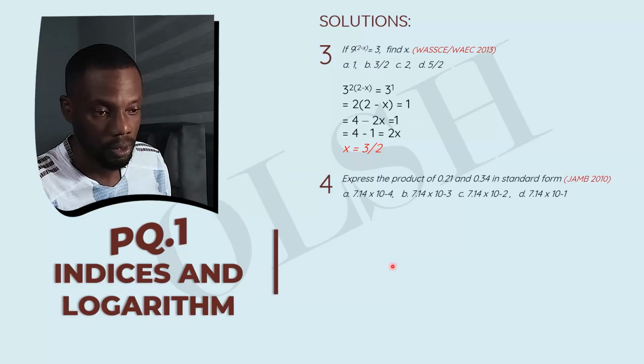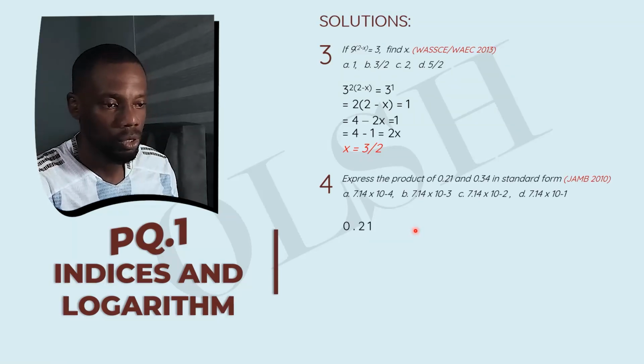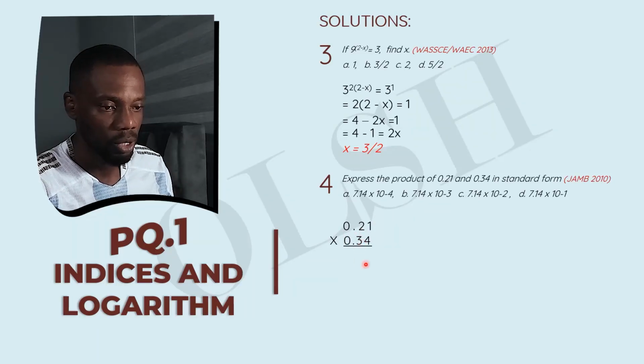Okay, number 4. Express the product of 0.21 and 0.34 in standard form. This is from JAMB 2010. So to do this, we have 0.21 and 0.34 out here, and we're going to try to multiply these out.